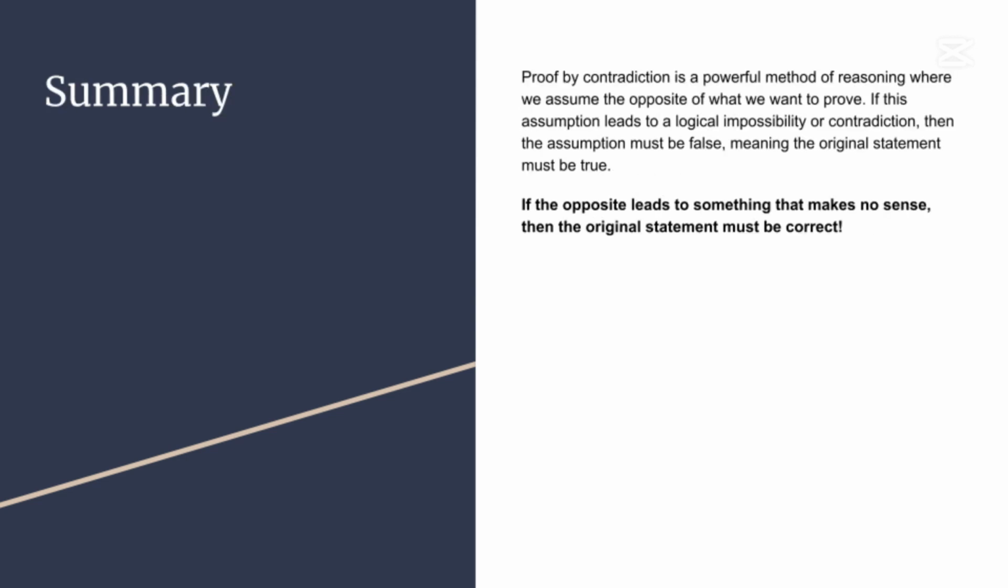In summary, proof by contradiction is a powerful method of reasoning where we assume the opposite of what we want to prove. If this assumption leads to a logical impossibility or contradiction, then the assumption must be false, meaning the original statement must be true. In simple words, if the opposite leads to something that makes no sense, then the original statement must be correct.